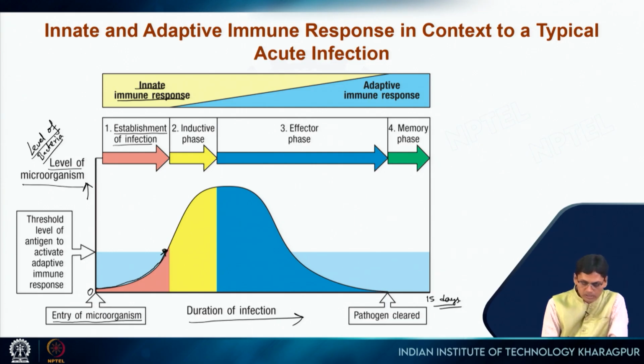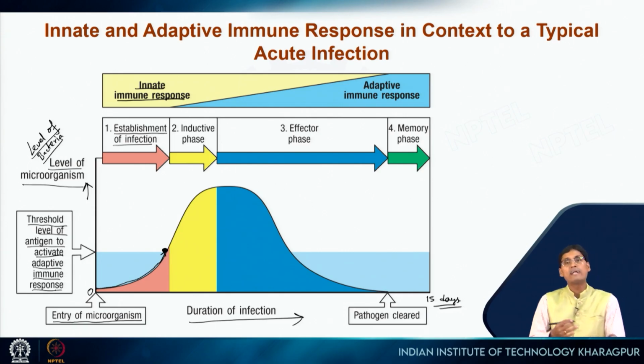At this point, as you can see, bacteria have already increased in number to some extent, and this is what we call the threshold level of antigen to activate the adaptive immune response. Threshold level of antigen means it can be some protein, some peptide coming from that particular pathogen or bacteria. That antigen is required in order to stimulate our adaptive immune system. That is why we mention the threshold level of antigen to activate the adaptive immune response.